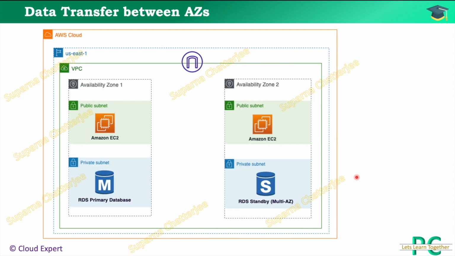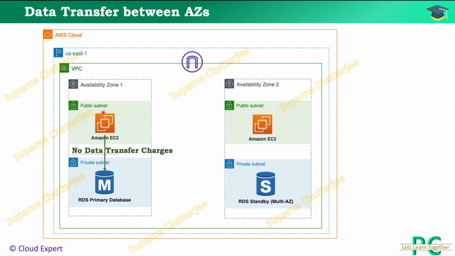Next, let's understand how the data transfer charges work between availability zones. I hope this is a very familiar architecture diagram to you. We have created a highly available architecture, spanning our EC2 workload across availability zones. We have an RDS Multi-AZ database where we have the primary database in one availability zone and the standby database in a different availability zone. Now let's try to understand the data transfer between the availability zones.